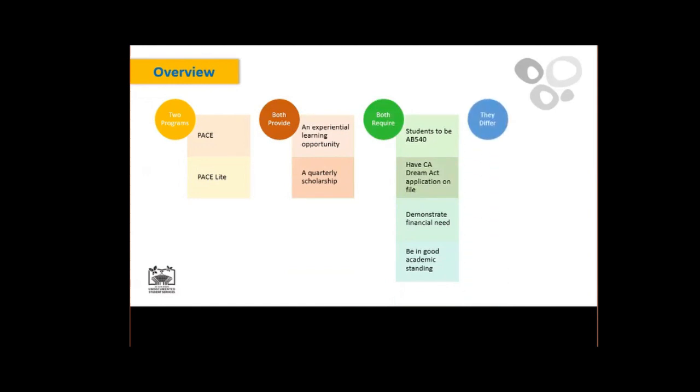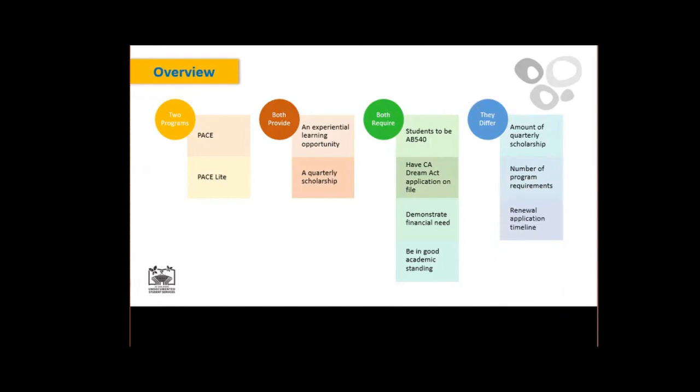Now, the main difference between the two programs is the amount of scholarship money that is given. In PACE, students will receive more scholarship money because they have more requirements to complete during the academic year. In contrast, students in PACE Lite will receive a smaller amount of scholarship because they have fewer requirements and a shorter time commitment to their learning opportunity. In the next slides, we will dive deeper into what those requirements look like for each program.